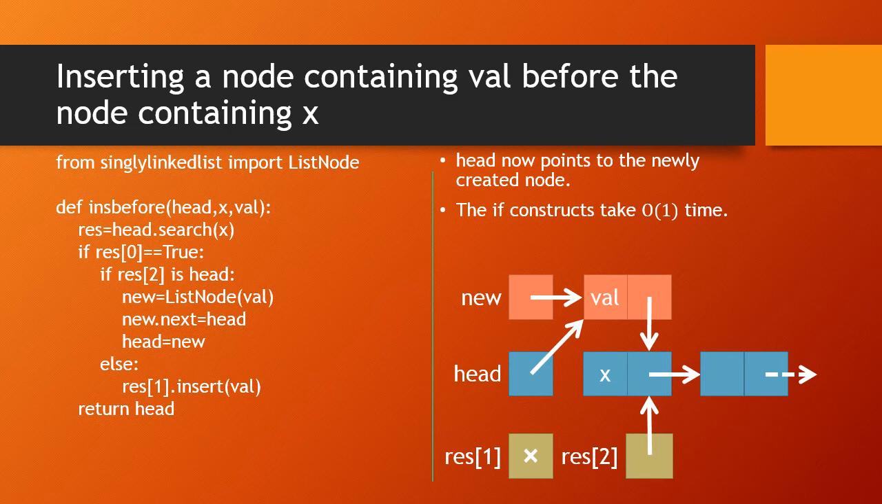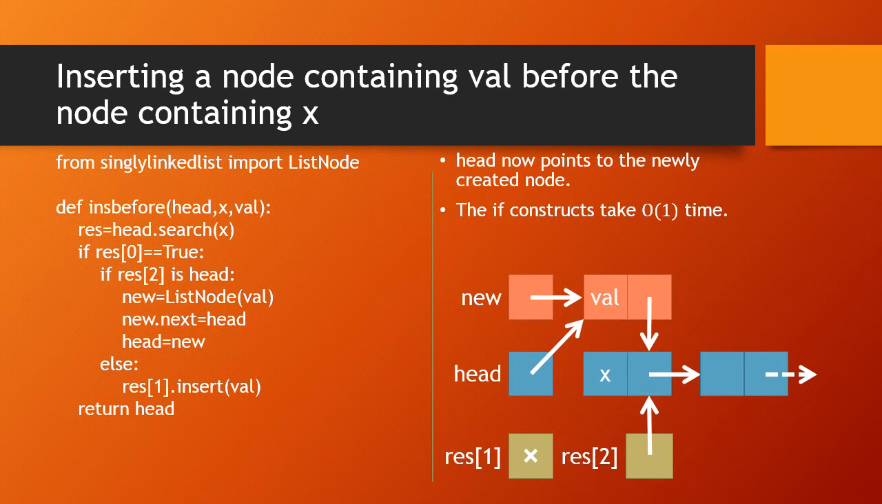Now, if you start traversal from the head pointer, you will land on the node containing val. From there, you will go to the node containing x, and then you will move to the other nodes in the singly linked list. You can see that we have effectively added the node containing val before the node containing x. In the end, we return the head pointer, and when the function falls out of scope, new and rest2 also perish or fall out of scope.